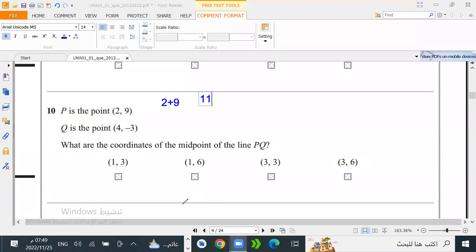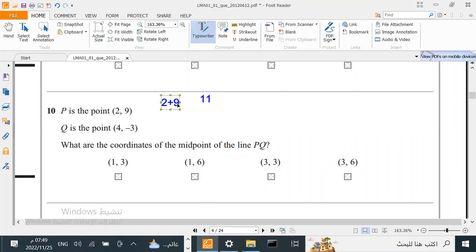5.5. Wait. Sorry. No, wait. Why did we do 2 plus 9? We're not supposed to do 2 plus 9. Let's remove this. Delete it. 2 plus x, 4. Yes, we add the x's together and the y's together.